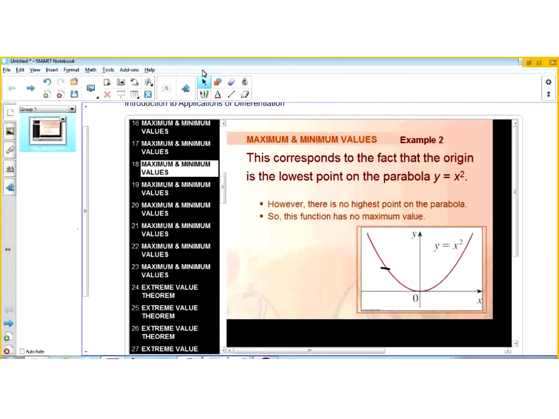So here's y equals x squared again. Like I just said, there's no highest point on the parabola. You can see we have a global minimum at the origin, and it turns out that this global minimum right here also happens to be in a neighborhood on the x-axis. And so that makes it also a local minimum for this neighborhood.